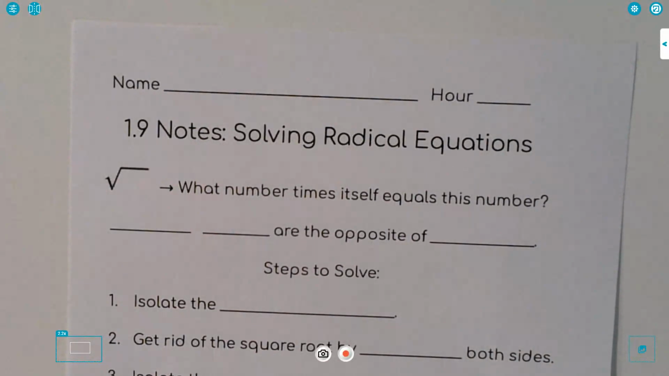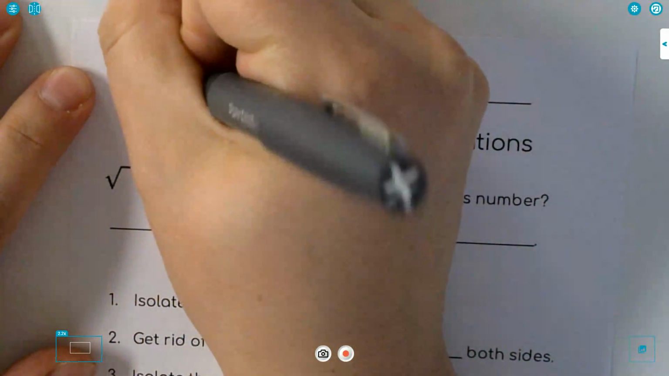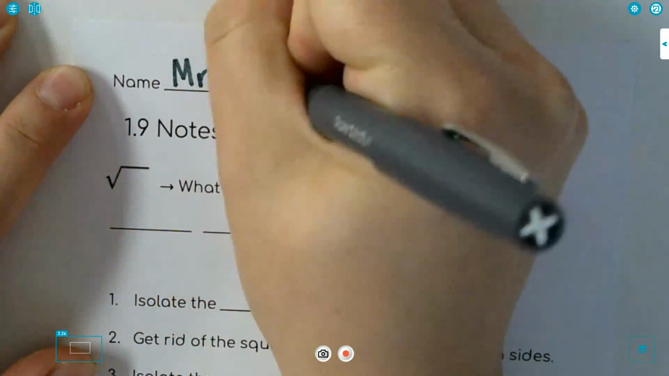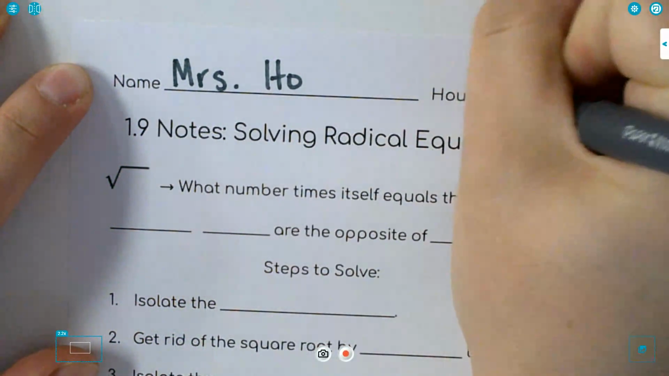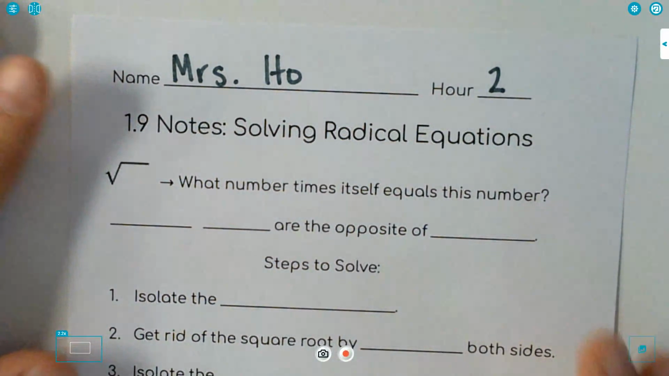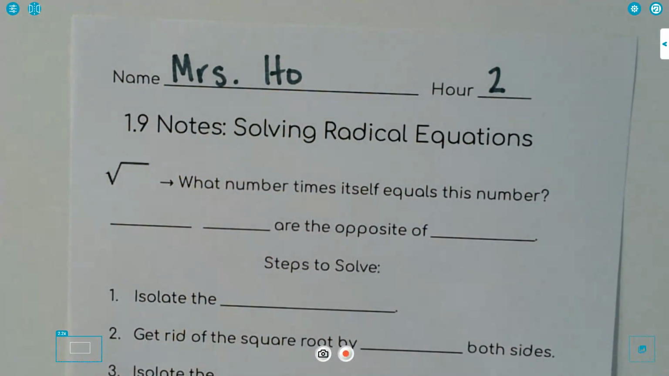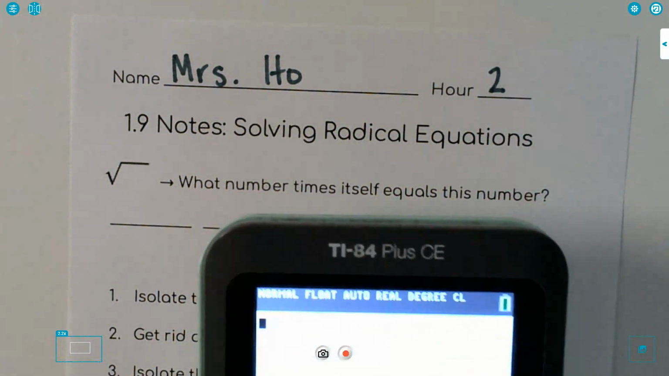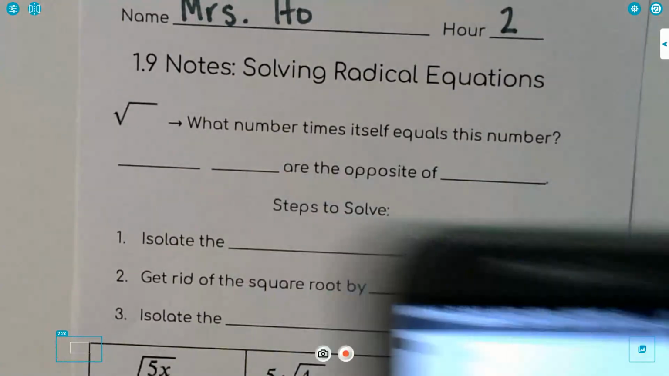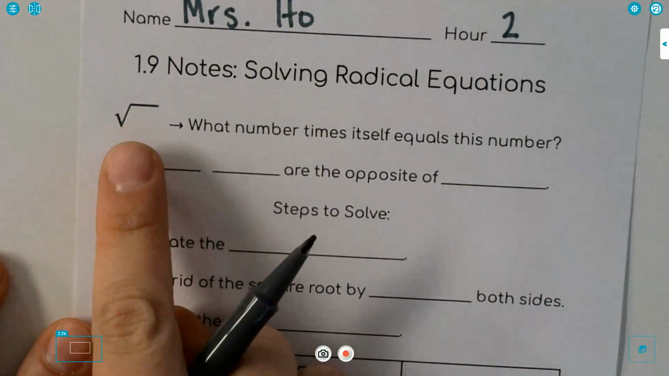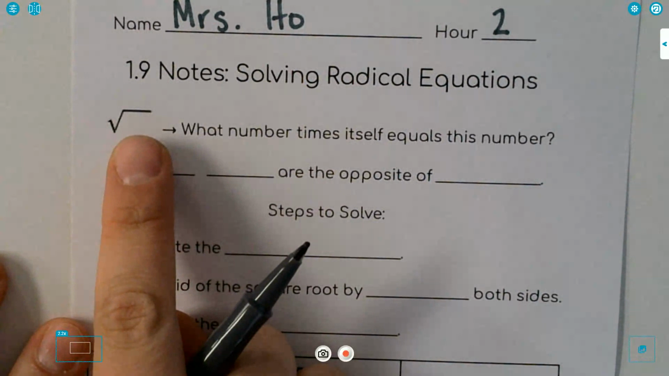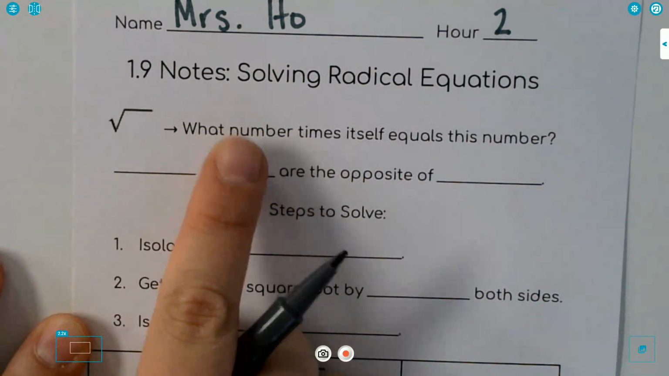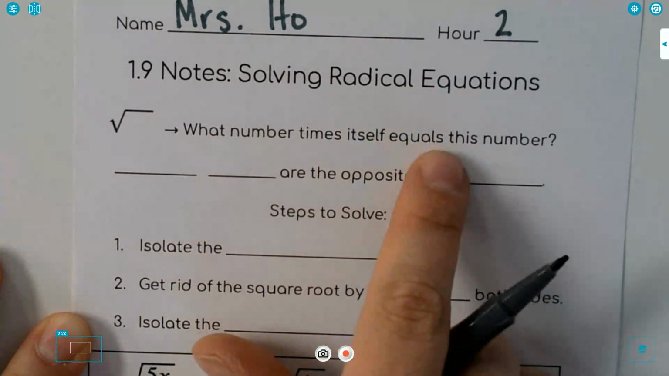I'm going to get my chair around this. We are solving radical equations today. So it is currently second hour, or whenever you are watching this video. For our radical equations, we are going to have square roots. Square roots are asking yourself the question, what number times itself equals this number?